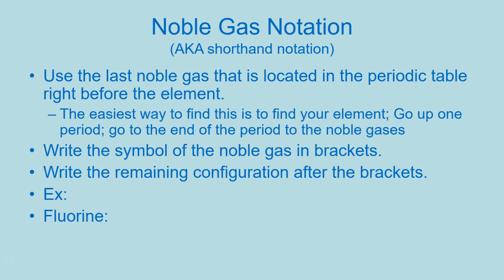So here's an example. Fluorine. So we find fluorine on the periodic table, atomic number 9. We're going to go up 1 period and to the far right, meaning that our noble gas in this case is helium. So we're at helium, and then we just do our electron configuration moving forward. So you should have gotten helium in brackets, 2s2, 2p5, because fluorine is 5 over in that p orbital.